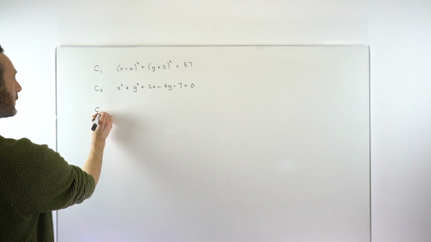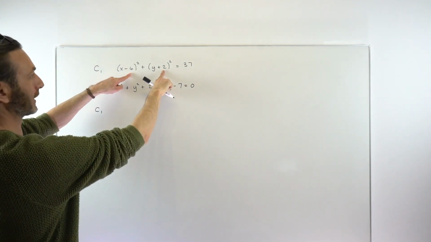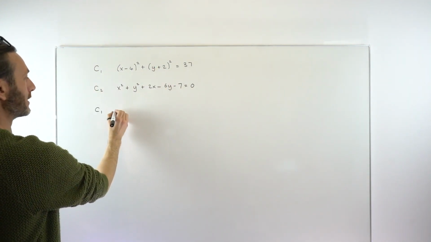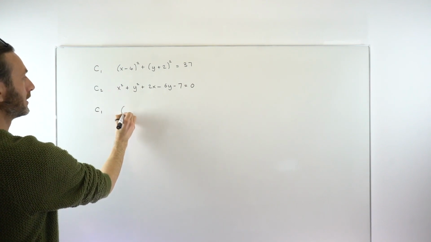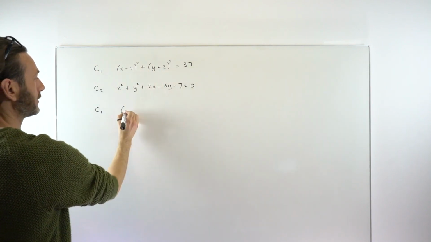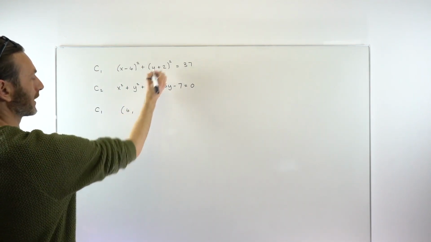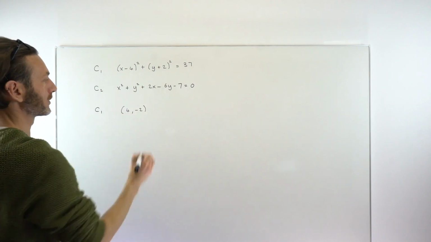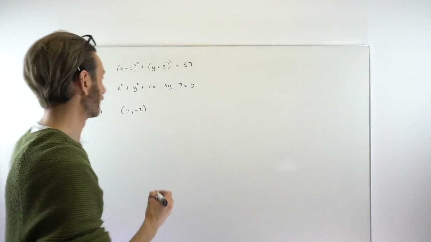So for circle C1, these numbers essentially give you the center point. Just got to remember that the formula is x minus a and y minus b, so the first one would just be a 4, but the second one would have to be a -2. So it's just a little bit of interpretation there of the formula sheet.